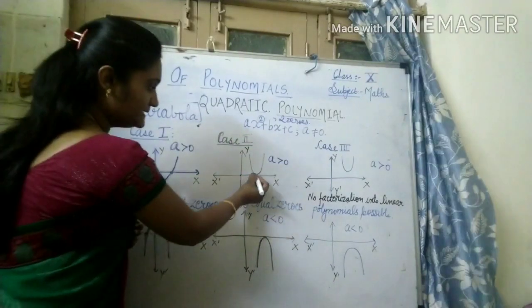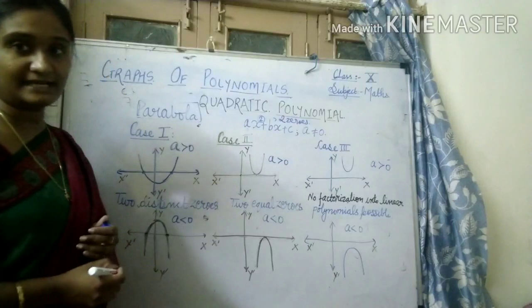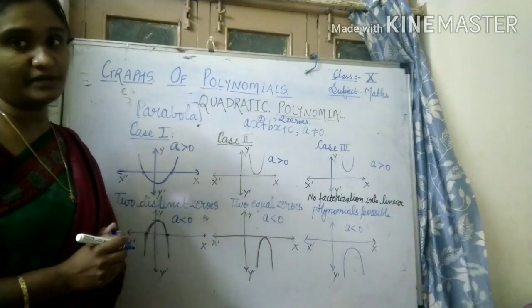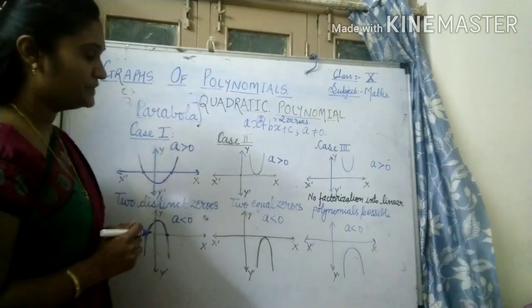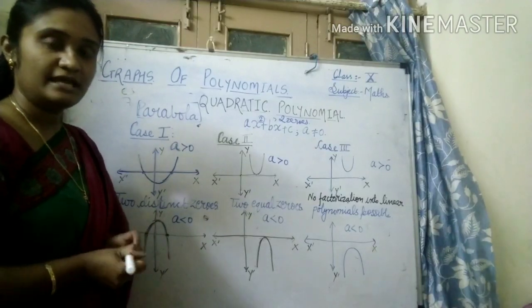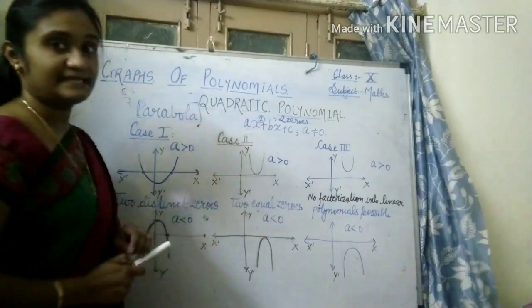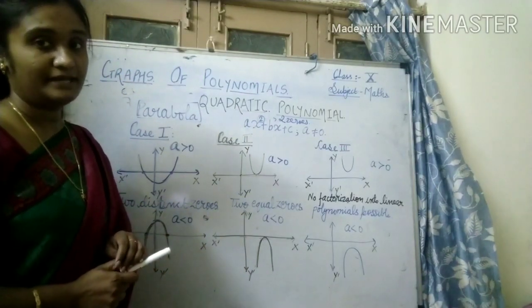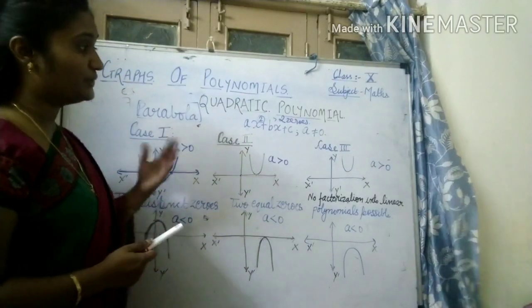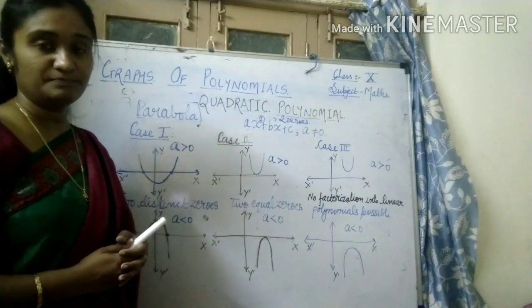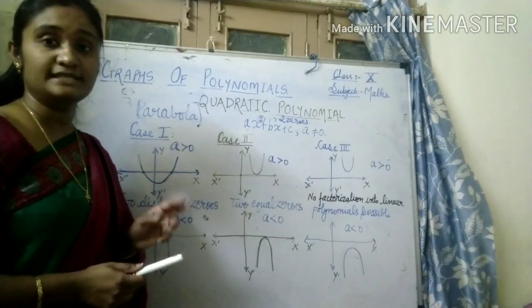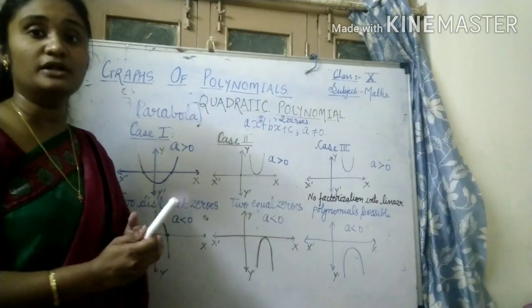Now, can you see it meets the x-axis only at one point? It is known as the vertex of the parabola. Fine. So here too, you can see that it touches the x-axis at exactly one point. It may be possible that when you factorize the quadratic polynomial, you will have two zeros which will both be equal to each other.